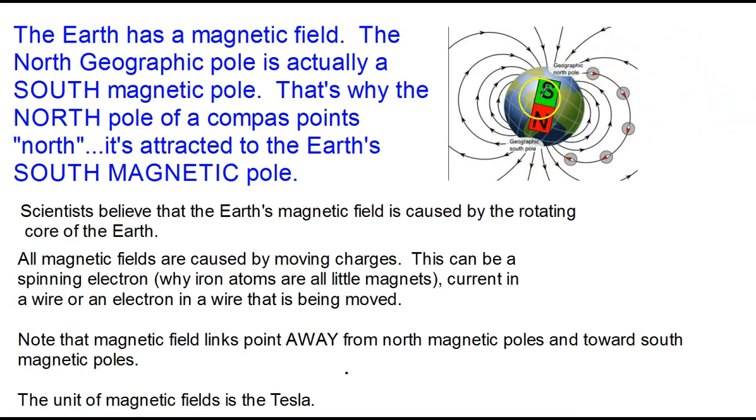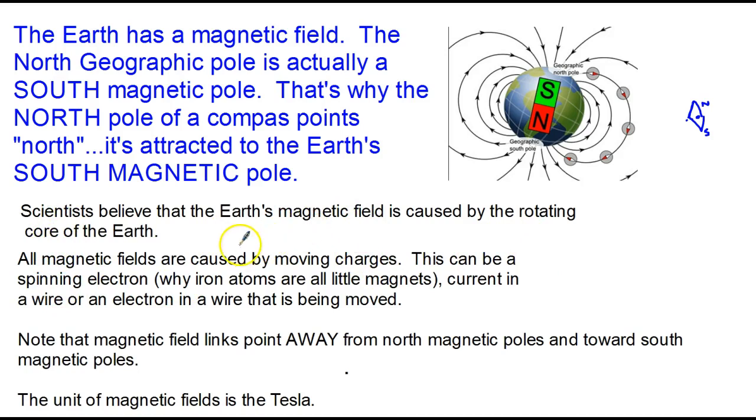So when our compasses point north, a compass is made of a needle with a north pole of a magnet here and a south pole of a magnet there. And when the north pole points north, it is because it's attracted to that south magnetic pole at the north geographic. All magnets are caused by moving charges.